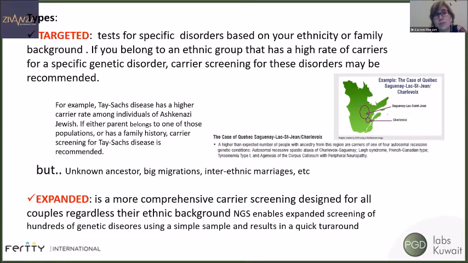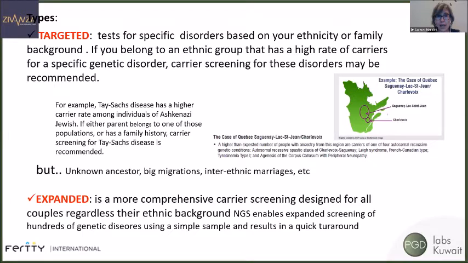However, it is not always easy to know your ancestors, because sometimes you don't know. Nowadays there is a lot of migration and there are inter-ethnic marriages, so establishing your ethnicity is hard, because all of us are a mix sometimes. For this reason, they developed what we call expanded genetic carrier testing, a more comprehensive carrier screening that is designed for all kinds of ethnic groups.